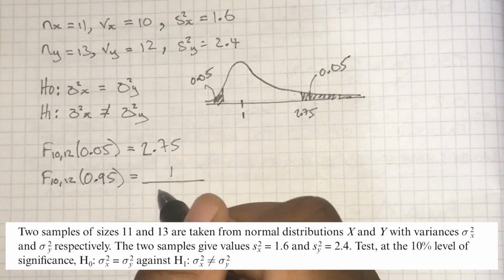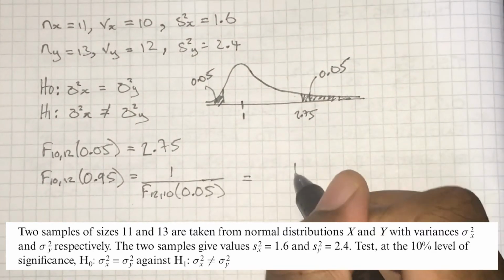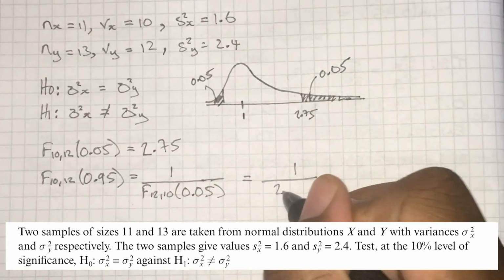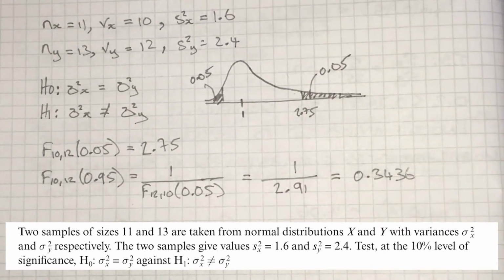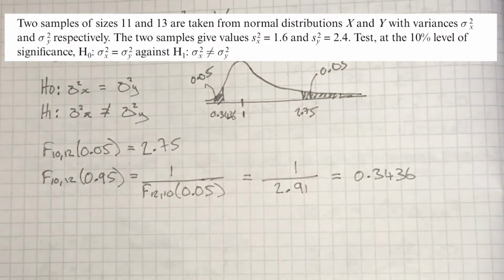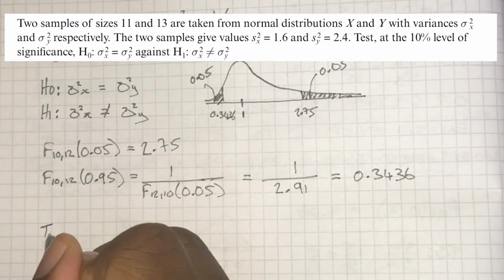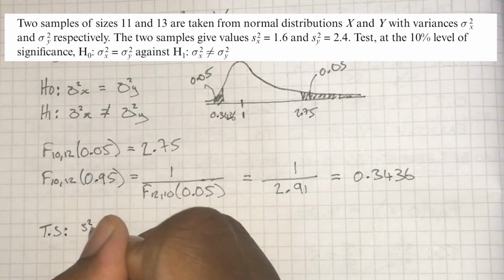Let's go ahead and find a value that is exceeded by 95%. We'll do our usual reversal manipulation, and we get 1 over F 12, 10, 0.05. It's 1 over 2.91, which is 0.3436. So I've marked off both my critical values, and I know anything that is more extreme than those critical values would be a significant result.